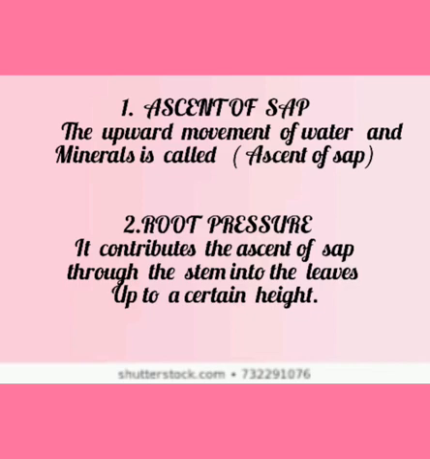Next is the root pressure. It is the pressure developed in the root due to the continuous inflow of water because of the cell-to-cell osmosis. As a result of the pressure, water enters the xylem vessels and helps in pushing the plant sap upwards. Thus, root pressure is one of the forces which contributes to the ascent of sap through the stem into the leaves up to a certain height.